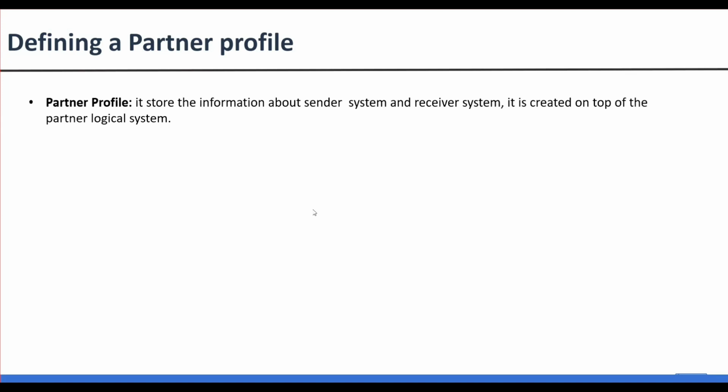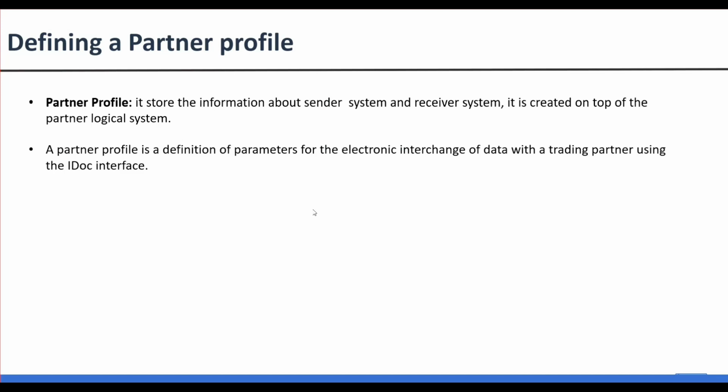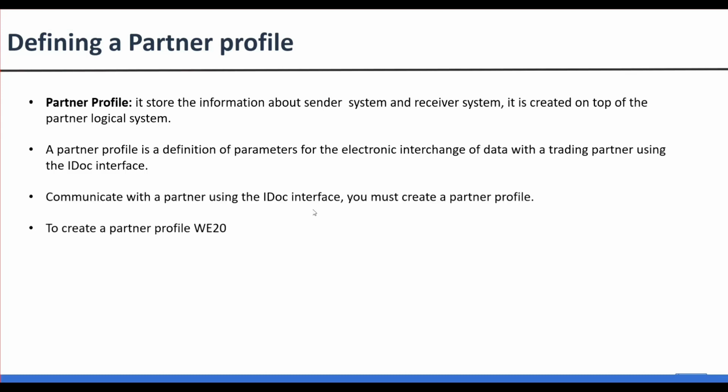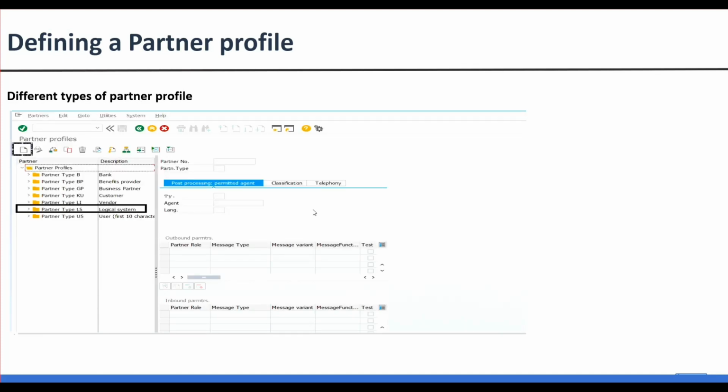Now in this video you are going to learn about the partner profile. What is the meaning of partner profile? On the sender side and receiver side you are going to maintain the sender information and receiver information. You are going to maintain this partner profile information in both systems, sender side as well as receiver side. The transaction code is WE20. Once you enter the transaction code WE20, the screen will appear.